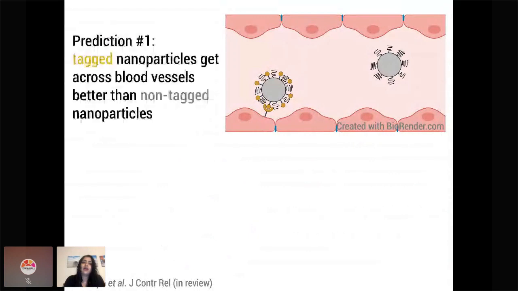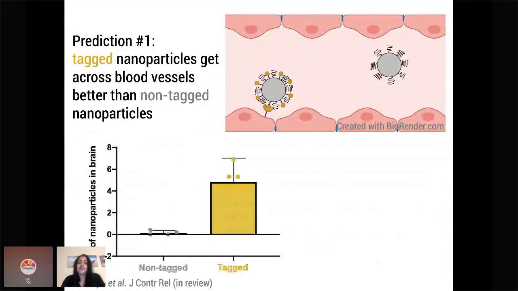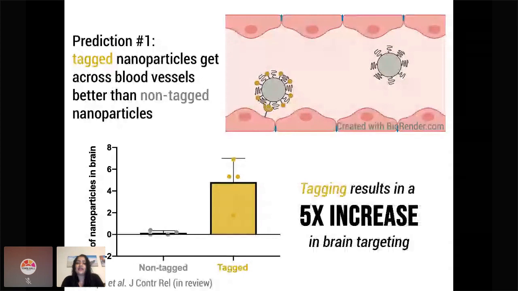So let me give you a few pieces of evidence that these nanoparticles really do target the brain. Our first prediction is that those yellow essential molecule tags on the outside of these nanoparticles really do allow them to get across blood vessels better. To test this hypothesis, I injected both types of nanoparticles, the tagged and non-tagged, into healthy rats and measured the amount of nanoparticles that got across blood vessels into the brain. And what you can see here is that tagging did result in a 5-fold increase in the amount of nanoparticles that were able to get into brain tissue. So the tagging really did work.